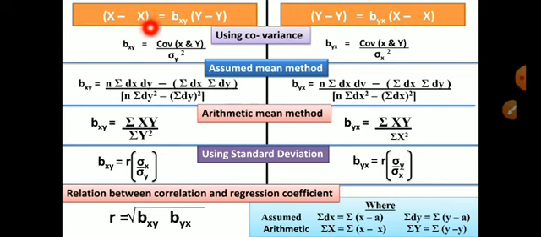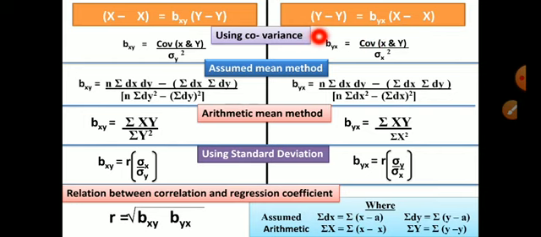See here, x bar is the arithmetic mean of x, y bar is the arithmetic mean of y, and bxy is what we call the regression coefficient x on y. Similarly in the y on x equation, y bar is the mean of y, x bar is the mean of x, and byx is the regression coefficient y on x. We can find the regression coefficients in different methods.